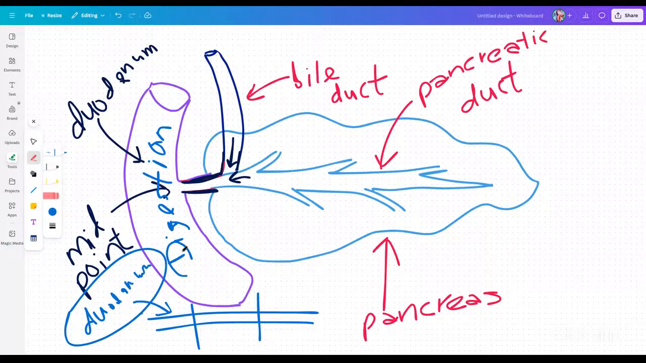Digestion occurs in the duodenum, and also the small intestine has three parts. So you have the duodenum, ileum, and jejunum. The duodenum is the first part, the initial part of the small intestine. So I hope that's clear.